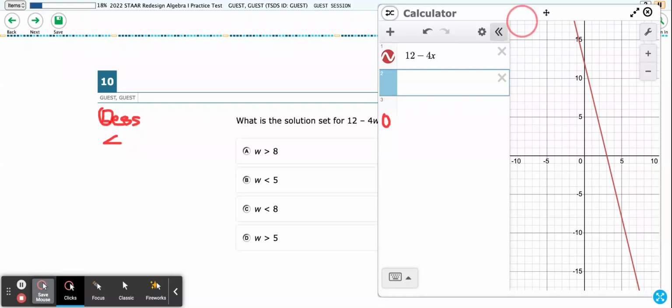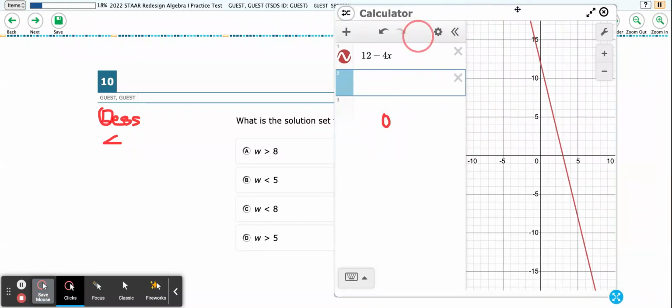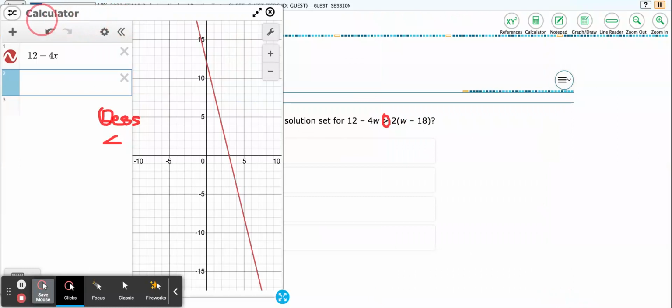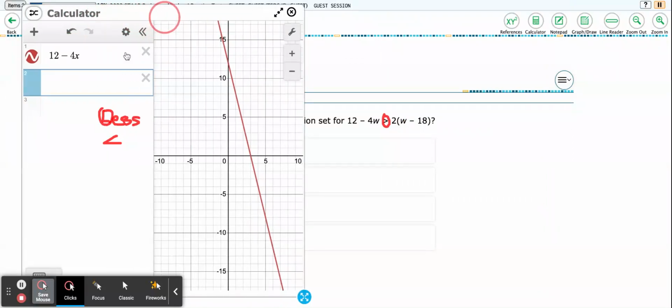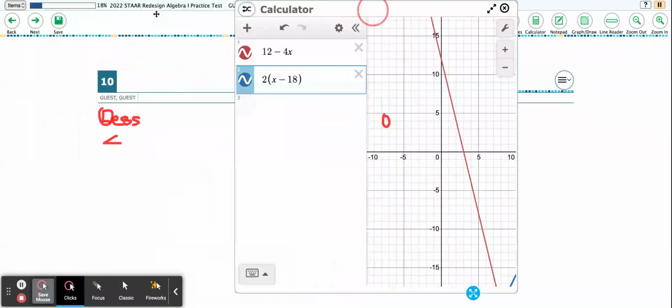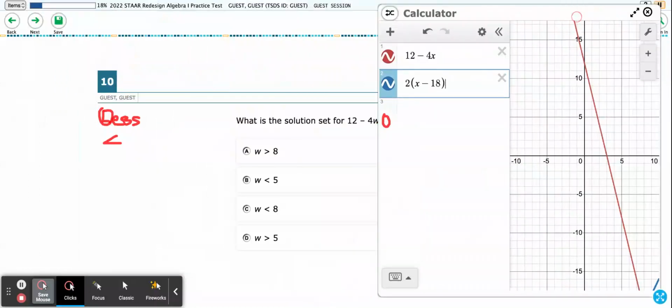I've got 12 minus 4x. Excuse me, let me move my calculator so that I can see. And then I'm going to do 2 times, 2 parentheses times x minus 18. Close those parentheses. So I'm going to move this over here where the writing doesn't interfere with it.